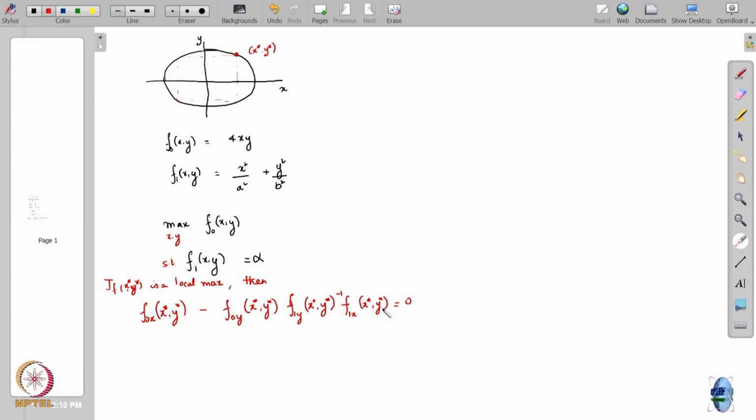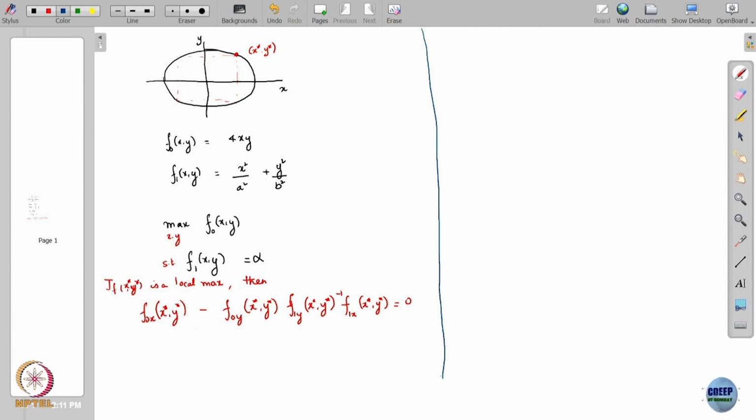Now, we will make the assumption here that y star is not equal to 0. So, consequently, f1 y of x star y star was not 0. It is legal to divide by f1 y of x star y star. Right. So we ended the class at this step, where we derived this condition. Now this condition can be interpreted in another way.